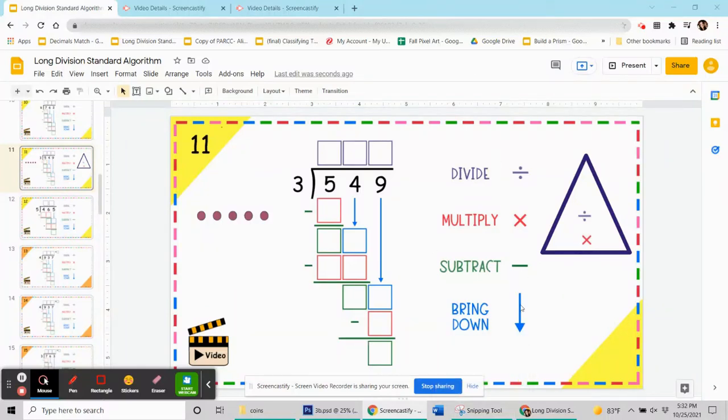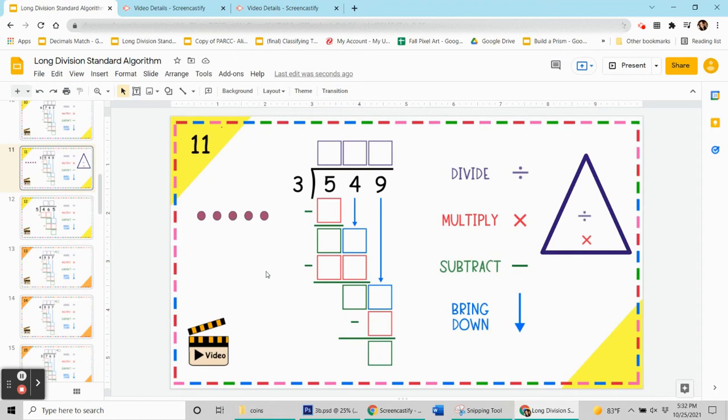Hi, everybody. We are learning the standard algorithm for long division. We're going to do 549 divided by 3. So you can follow along if you have this slideshow or the worksheet version, but if you have a whiteboard or a piece of paper, you can follow along too and do every step with us.